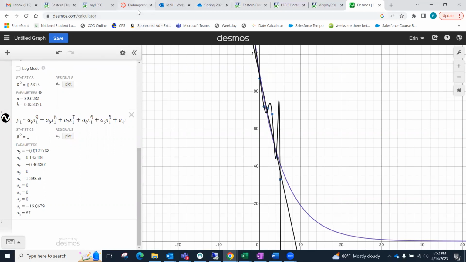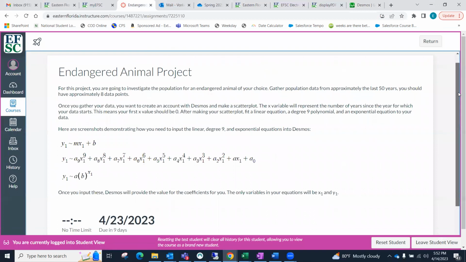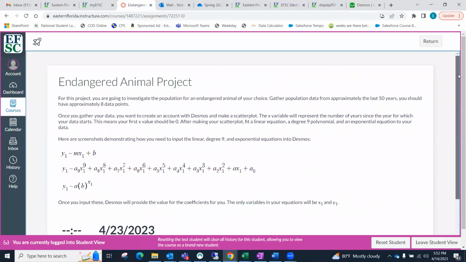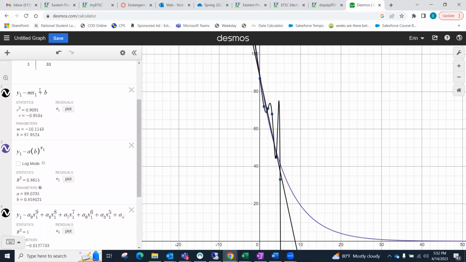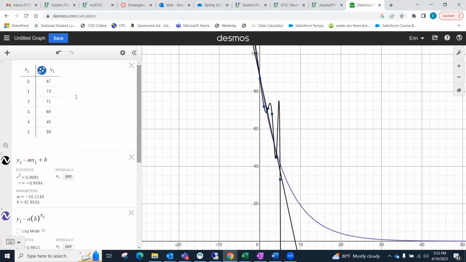And then there's additional questions that you're going to answer regarding your graph. So again, if you have any questions or if you're having trouble making Desmos work, please reach out to me. The most common issue I see is that students don't put these equations in exactly as seen, so make sure you're very careful as you're typing them out.